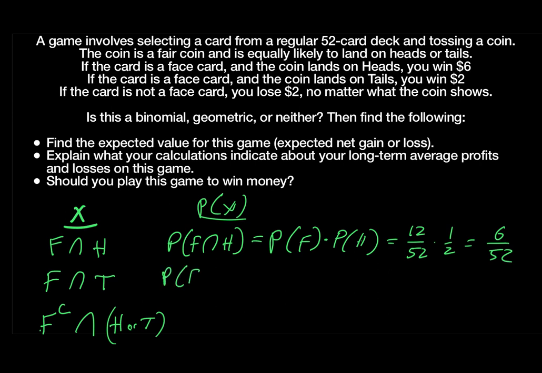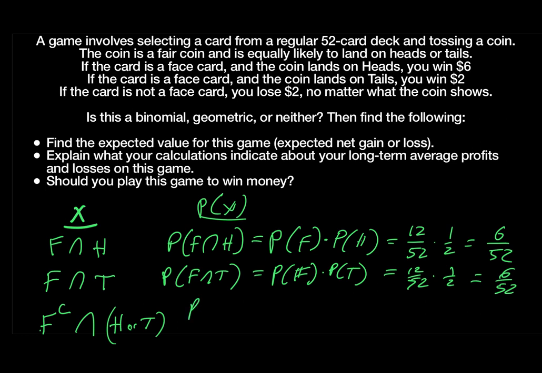This would be probability of face card and a tail. Well, that's going to be probability of face card times probability of tail, which is 12 out of 52 for face cards times a half, also 6 out of 52. And the second one is basically, I just want to find the probability of not a face card. So not a face card is going to be 40 out of 52 times probability of a heads or a tails. Well, that's 1, because you flip a coin, it's going to be a head or it's going to be a tails. So then this will be 40 out of 52.